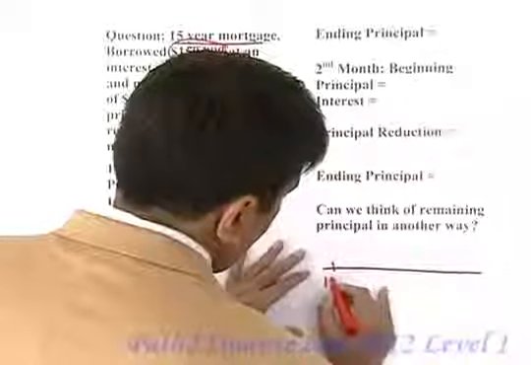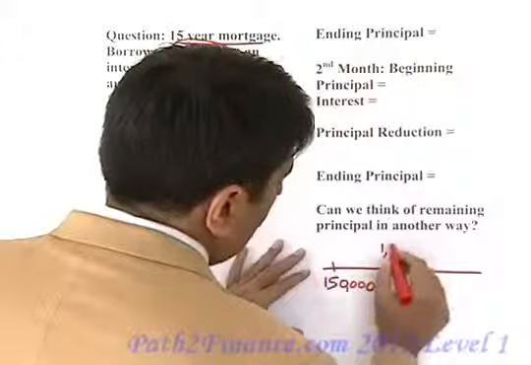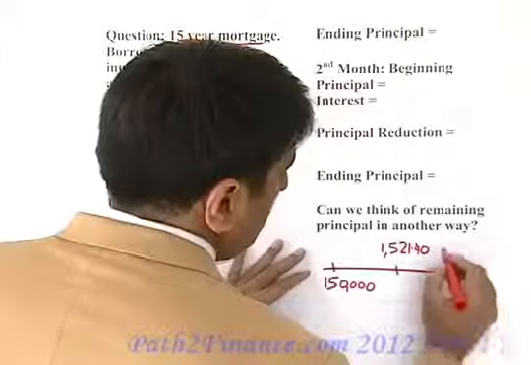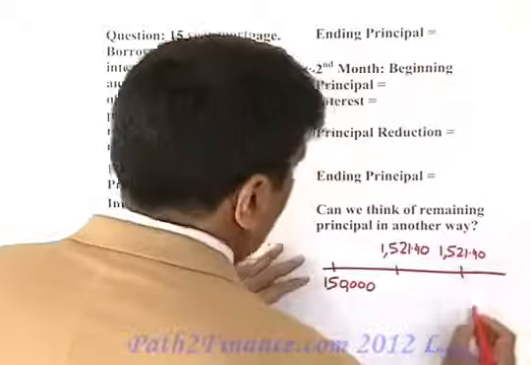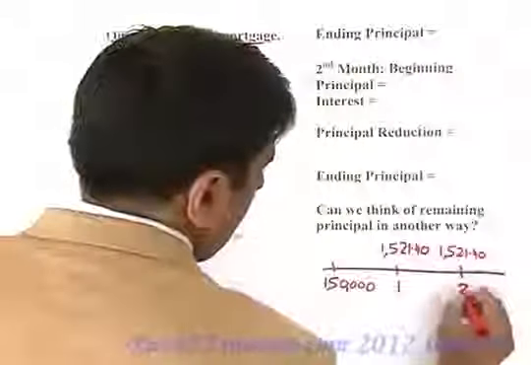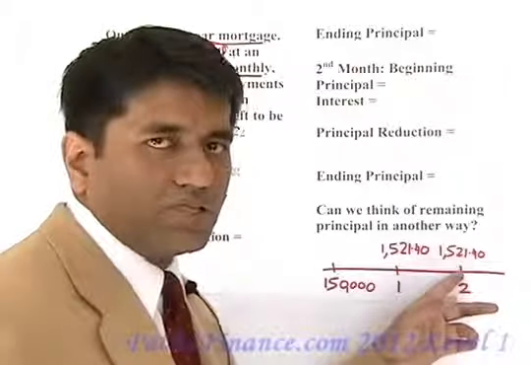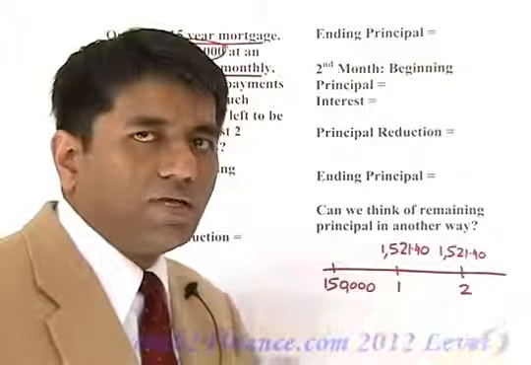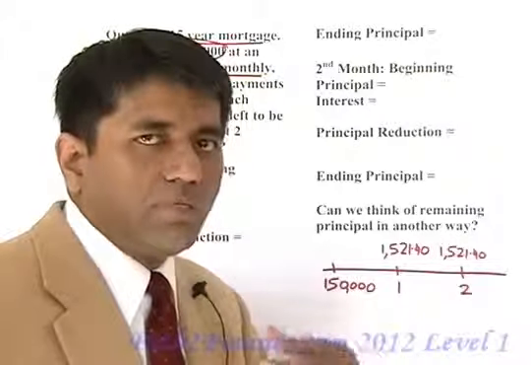So on our timeline, $150,000 has been borrowed. The first payment of 1521.40 has been made. The second payment of 1521.40 has been made. And at this point, in addition to the second payment, the borrower wishes to pay off the remaining loan, get out of the remaining loan. So the question is, how much will the borrower have to pay?